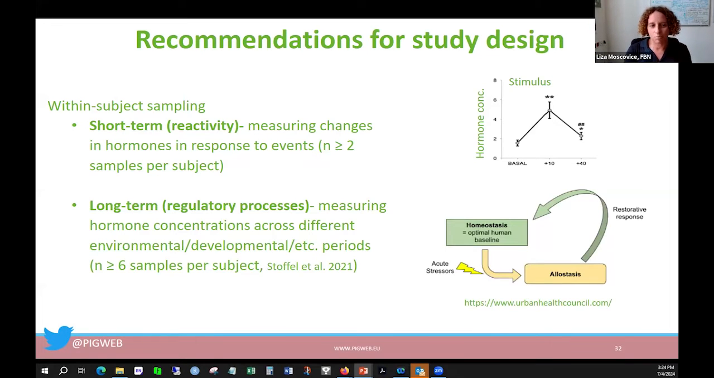Same idea for long-term processes. If you're interested more in looking at basal concentrations and trying to characterize homeostasis, then you want to measure the hormone concentrations within an animal at different time periods, maybe different developmental periods, maybe when they're in different environments, and see how that influences it. Here, the recommendation, not just from me but also in the literature, is at least 6 samples per subject. And that's really a minimum. Some people are collecting 1 or 2 samples and trying to say something about the baseline conditions of these animals with hormones, and I think what you can say with that is really limited because of this variability.